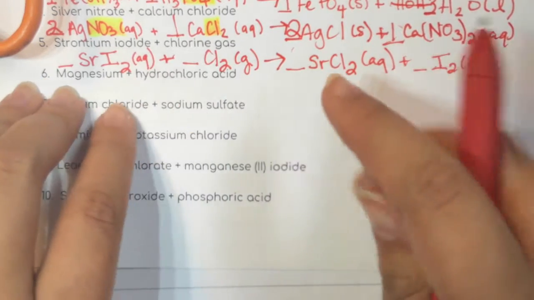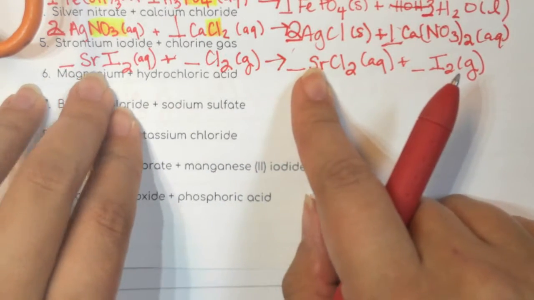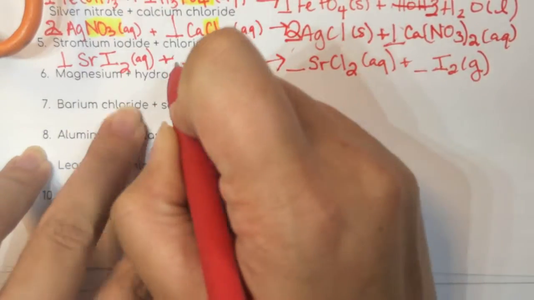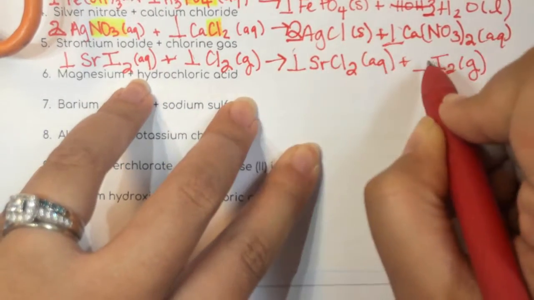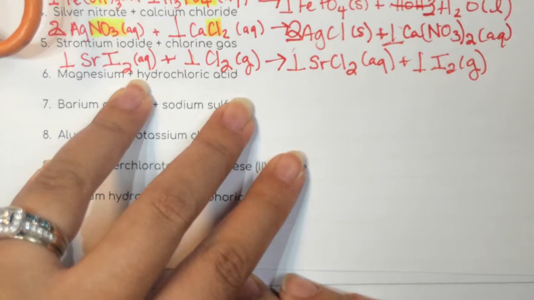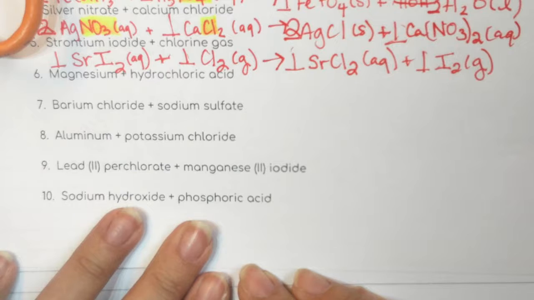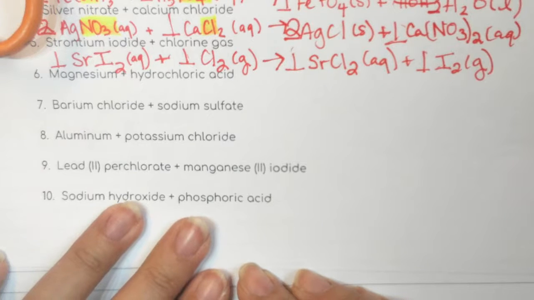Okay. Strontium, it's 1 and 1. Iodine, it's 2 and 2. Chlorine is 2 and 2. So this problem is already balanced. Okay, so it's a 1 to 1 to 1 to 1 ratio. Questions? How are we feeling? Good. It just takes practice.